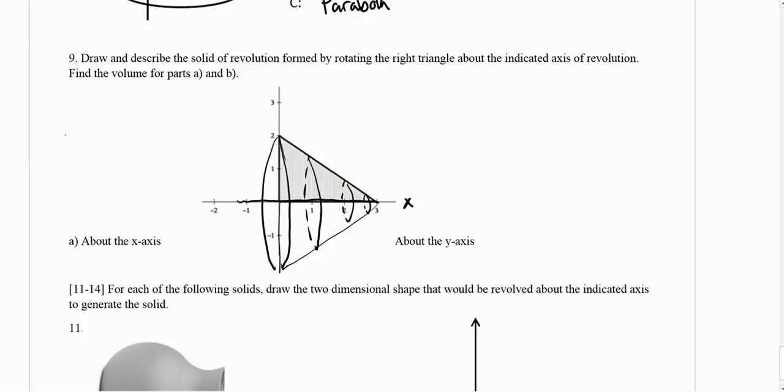So we have a cone with a radius of 2, because the radius goes from the center at 0, 0 up to the edge of the circle, and the height is going to be 3 because it goes from 0, 0 to 3, 0. And so we can say the volume is 1/3 pi r squared times the height, which is going to be 4 pi.